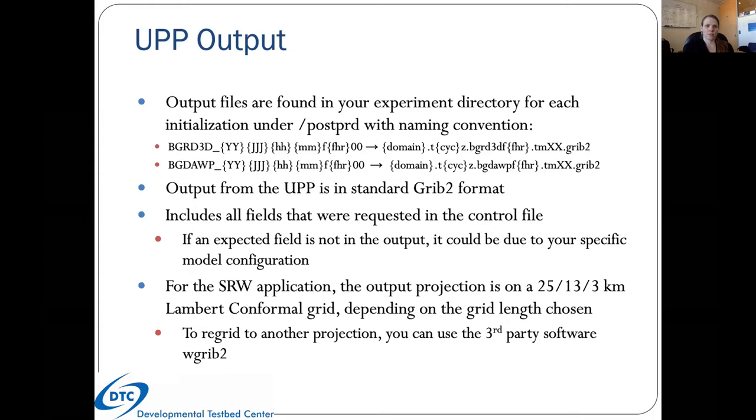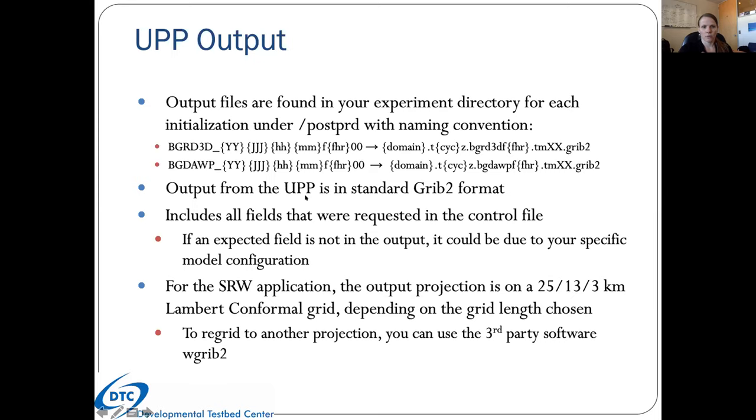Finally, the UPP output. UPP output files are going to be found in your experiment directory for each initialization. I know for the practical session, you're only running one initialization. And then you'll find that under the postprd directory with the following naming conventions. The first one on the left is the output from running the forecast. And then it is linked to a more descriptive file name on the right here, where domain is the domain that you're running your forecast on. So if you're running for the HRRR domain, for example, like we're doing in the practical session, that'll be called HRRR, and then your cycle, your forecast hour. And it'll have both of these files for each forecast hour available in your postprd directory.